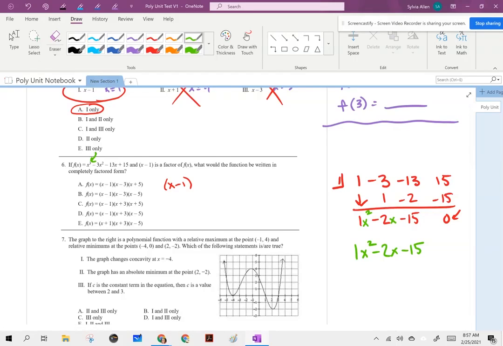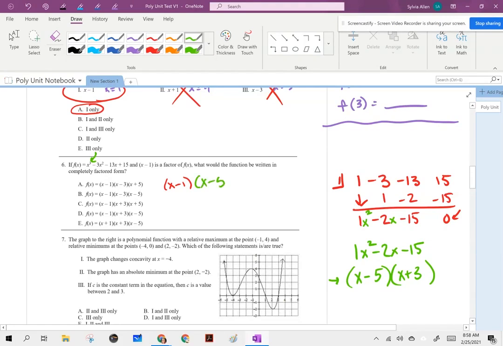I can utilize my answer choices to maybe figure it out. But I already know that the two numbers that multiply to negative 15 and add to negative 2 are x minus 5 and x plus 3. You could totally factor by grouping, but the bottom line is you're going to get x minus 5 and x plus 3. So I'm looking for the answer that has x minus 1, x minus 5, and x plus 3. So that looks like D is going to be our answer here.